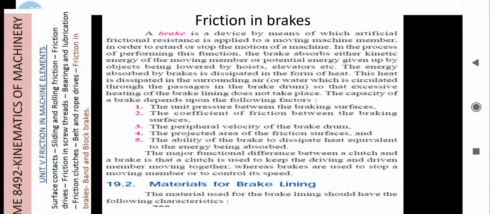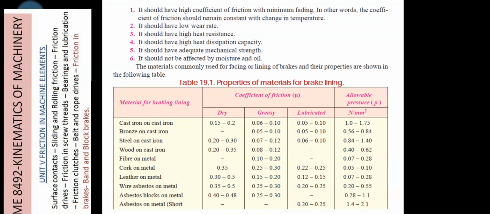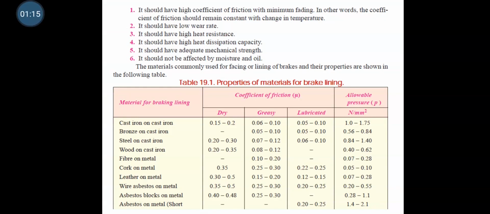And the next one is: what are the materials for brake lining? See some of the following characteristics of the materials used for brake lining. It should have a high coefficient of friction with minimum fading, low wear rate, and high heat resistance. The material should have high heat dissipation capacity and adequate mechanical strength. It should not be affected by moisture and oil.